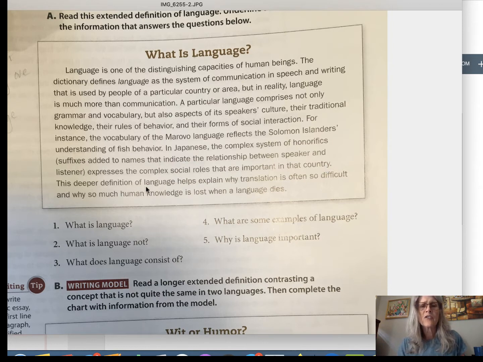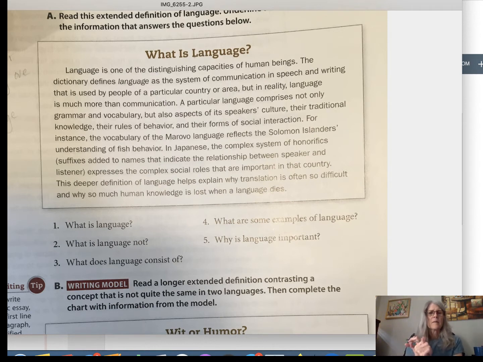This deeper definition of language helps explain why translation is often so difficult and why so much human knowledge is lost when a language dies, okay? So that is a very good way to sum up that particular paragraph. And the summary is answering this question, why is language important? Okay, why is language important? So that's a beautiful definition essay.